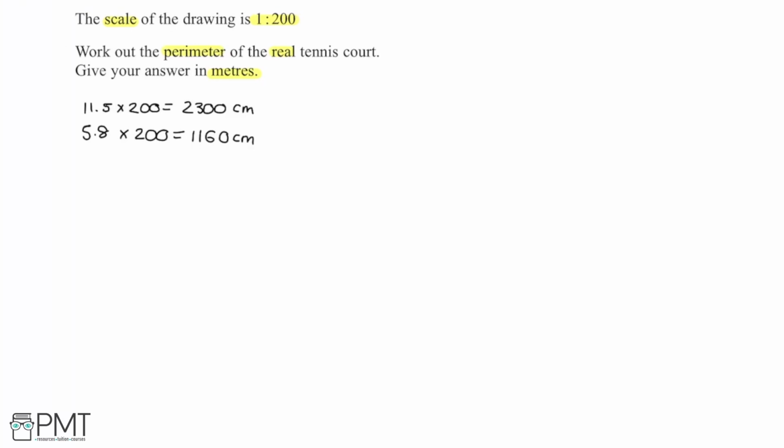Now if I want to work out its perimeter, I'm going to need to sum all sides of the rectangle. So it's basically 2 lots of its height plus 2 lots of its width. So I could write this out as 2,300 plus 2,300, or 2,300 multiplied by 2, add on 1,160, add 1,160 again, to find the total perimeter of the real tennis court. And that then gives me an answer of 6,920, remembering that this is still in centimetres.